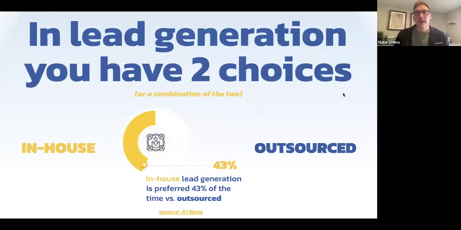So in lead gen, you basically have two choices, or a combination of the two. You have in-house and you have outsourced. An interesting tidbit from AIB is that in-house lead gen is preferred 43% of the time. That means outsourced is actually preferred 57% of the time. I only bring that up because it's so down the middle. Basically, it's 50-50, so it's really totally up to your preference.